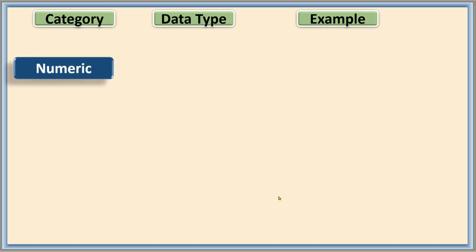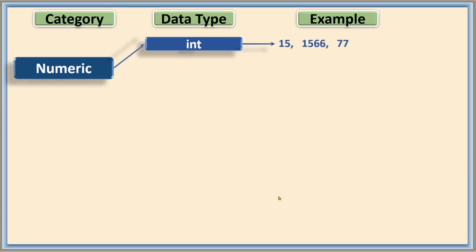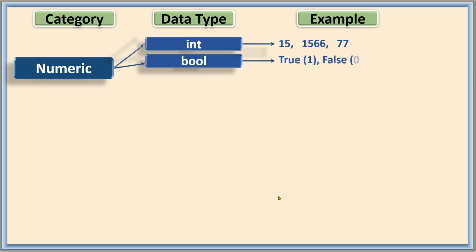It is categorized, and the data type for each category is given, and an example is also indicated. First we have the numeric type. There are 4 types. Int says integer, that means a whole number without any decimal places, for example 15, 566, 77, all these. The second one is the Boolean type. Here we have 2 values. One is true, which indicates 1, and false, which indicates 0.